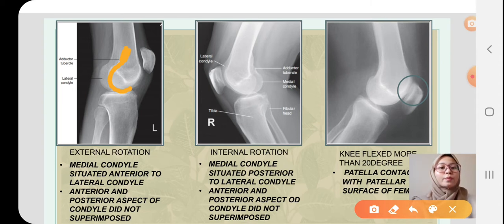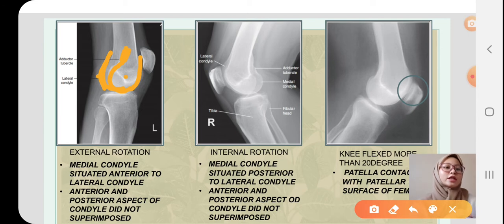Okay. So the medial condyle is situated anterior to the lateral condyle. So this is the lateral condyle. The medial condyle is situated anterior to the lateral condyle. Okay, that is the first evidence. And the second evidence is the anterior and posterior aspects of the condyle do not superimpose. This is the anterior condyle and this is the posterior. So they do not superimpose with each other, right?